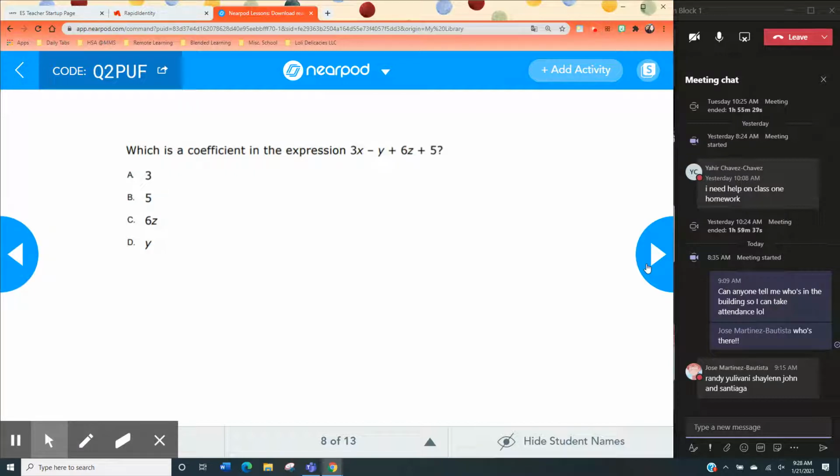Okay, let's go ahead and look at our first problem. There's going to be some easier ones, some that are a little bit more difficult. Today, it's just kind of getting to know the words and getting to know what we need to do. So keep in mind, I told you to make sure that you were writing down in your notes what a coefficient is, what is a variable, what is a term. So this question asks, which is a coefficient in the expression 3x minus y plus 6z plus 5?